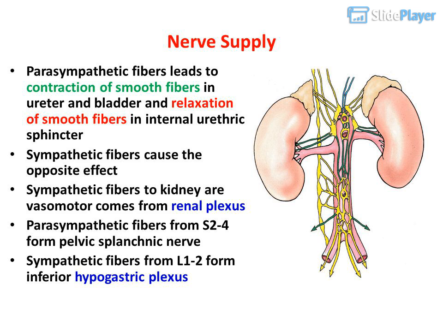Nerve supply. Parasympathetic fibers lead to contraction of smooth fibers in ureter and bladder and relaxation of smooth fibers in internal urethral sphincter. Sympathetic fibers cause the opposite effect. Sympathetic fibers to kidney are vasomotor and come from renal plexus. Parasympathetic fibers from S2-4 form pelvic splanchnic nerve. Sympathetic fibers from L1-2 form inferior hypogastric plexus.